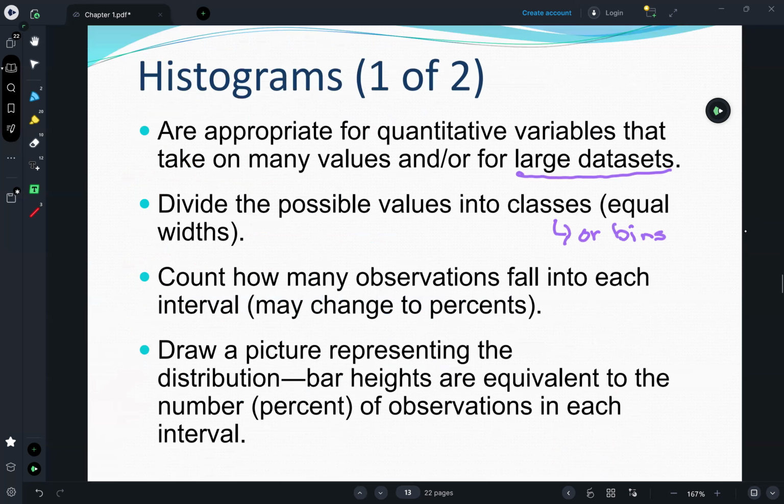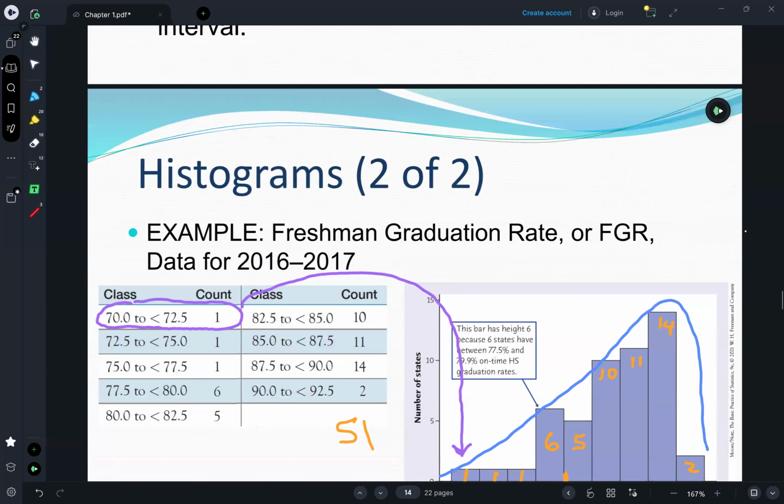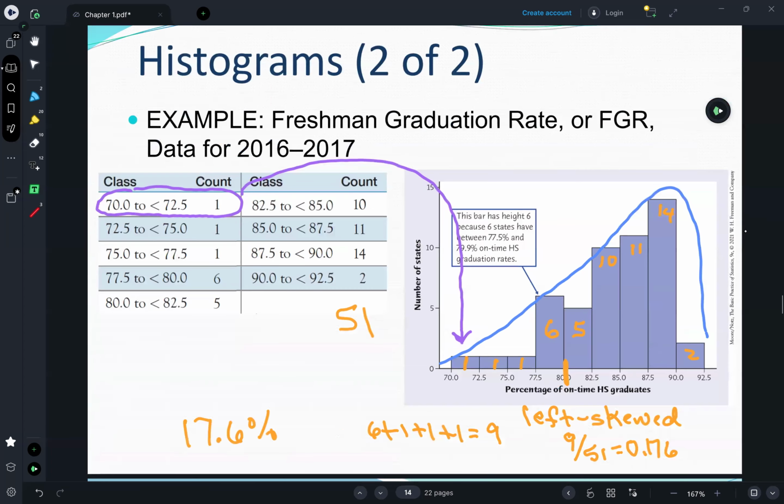Okay, so the histograms are great for large data sets. You divide the values into classes or bins, that I've written here, of equal widths, and then you just count how many observations fall into each of those bins. And we can also change them to percentages if we want. And then we draw the picture. That's the bar heights equivalent to the number or the percent of observations in each interval. And you can see it's a continuous number line. That's the main difference here: we have a continuous number line, whereas in the bar graph, there's spaces in between those categories. We don't have that here for the histogram.